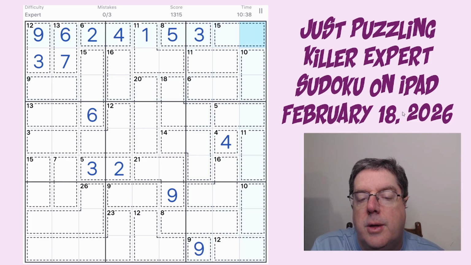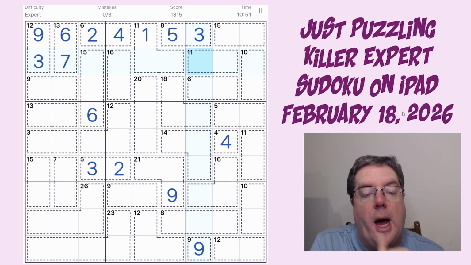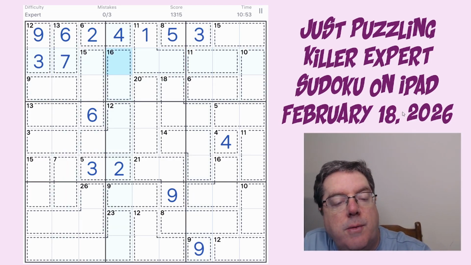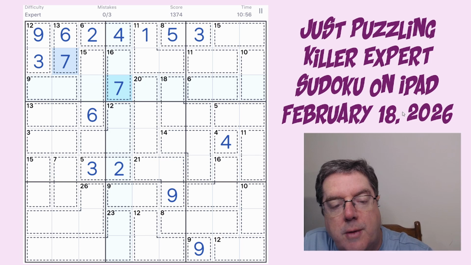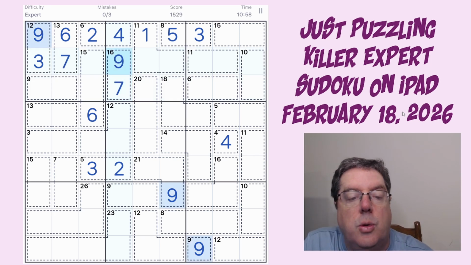So 8 and 7's here, 8 and 7. So this can be 1 and 9 or 4 and 6. This can be 5 and 6. So there's a bit going on there. 7 comes across here. I need a 7 and a 9. 7 comes across here. So this is a 7, leaving this to be a 9, because they're the only two numbers that add up to 16.